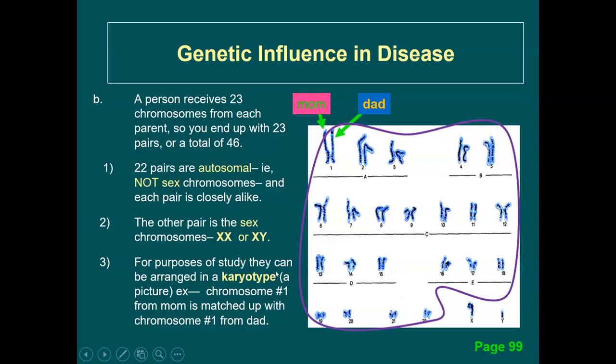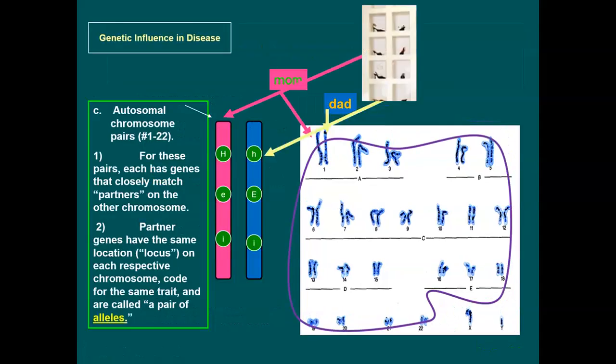Then we have one pair of chromosomes that is known as the sex chromosomes. Now, for the purpose of study, the geneticist can put the chromosome pairs together, and they're arranged in what's thought of as a map or a karyotype. And again, the pairs consist of one chromosome from mom and one from dad. Now, the autosomal chromosomes, that is chromosomes 1 through 22, if we look at them here, that's what we're going to focus on in this course.